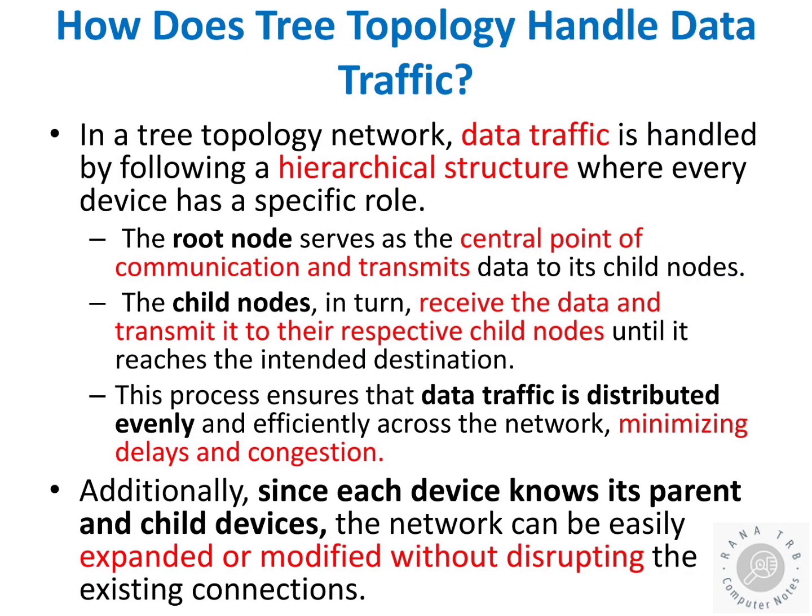So next, how does this tree topology handle the data traffic? In tree topology, the data traffic is handled by the hierarchical structure. That is, here the root node serves as a central point of communication and transmits the data to the child nodes. The child node can be either an intermediate node or a leaf node, that is the end node. Each child node in turn receives the data and transmits it to the respective child nodes until it reaches its destination. Traffic is distributed evenly. Got it? So, there is minimum delay and congestion.